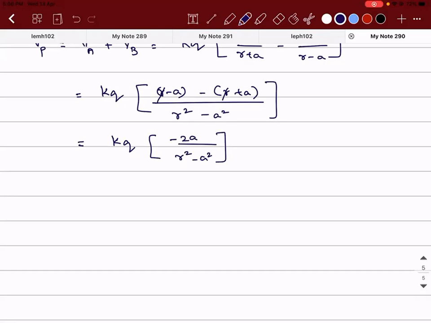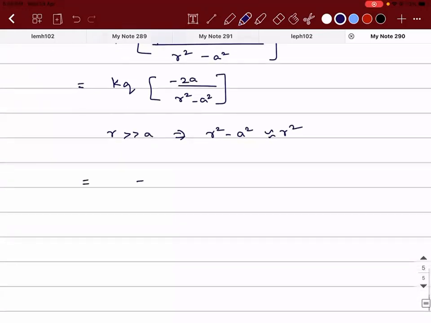But what is the approximation we can do? R is very much greater than a, which implies R square minus A square is approximately R square. So you get minus KQ into 2a divided by R square. This will be equal to minus K into, what is Q into 2a? It is the dipole moment p. So it is minus Kp divided by R square. This is the total potential at point P when P is taken on the right of the negative charge. If you take the same point P on the left of the positive charge, you will get plus Kp by R square.